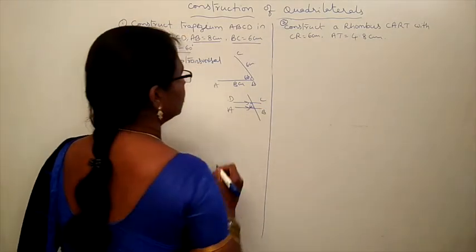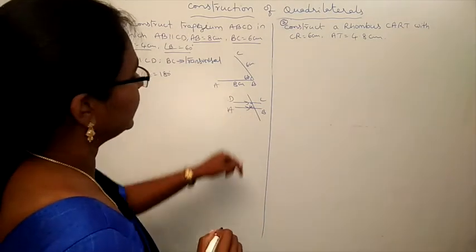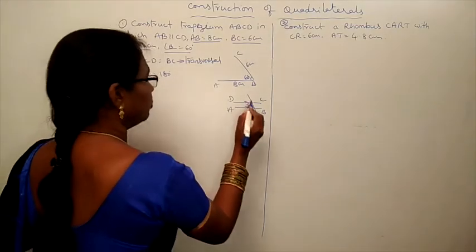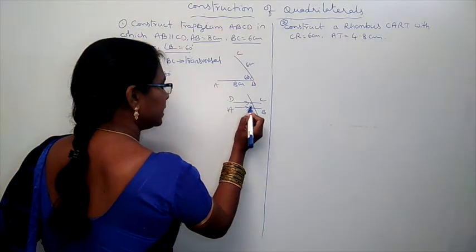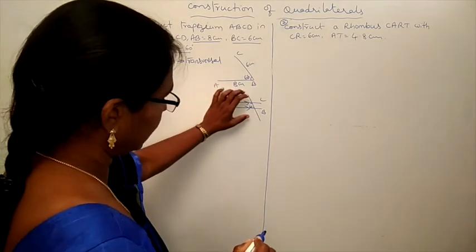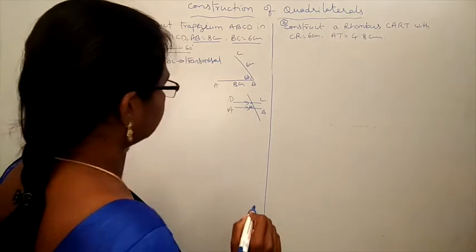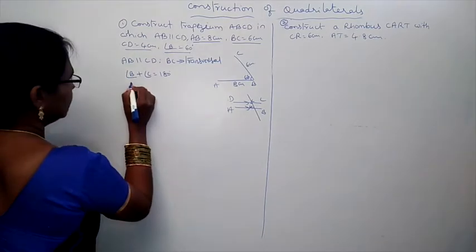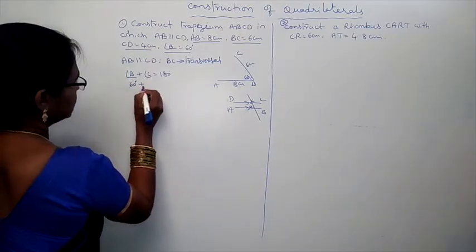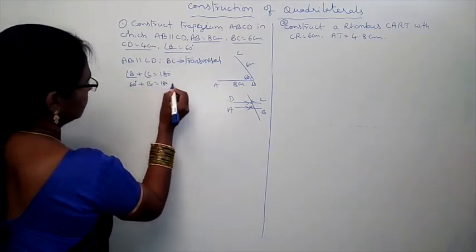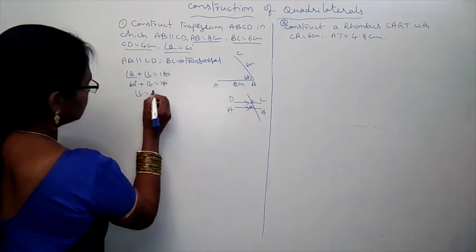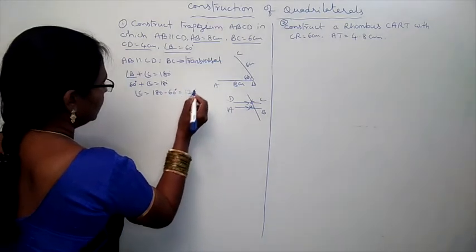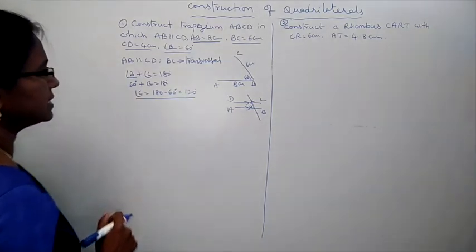Then how to find out C? Now both are interior angles. Then angle B plus angle C is equal to 180 because both are on the same side of the transversal, and the sum of 2 angles on the same side of the transversal is 180. Now 60 plus angle C is equal to 180. Then angle C is equal to 180 minus 60 is equal to 120. Now we got another measurement, angle C.